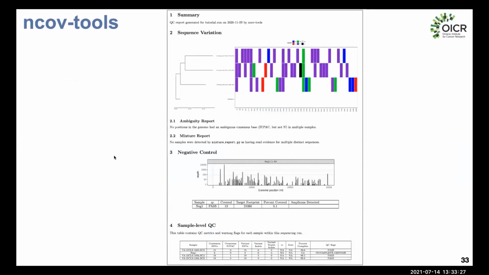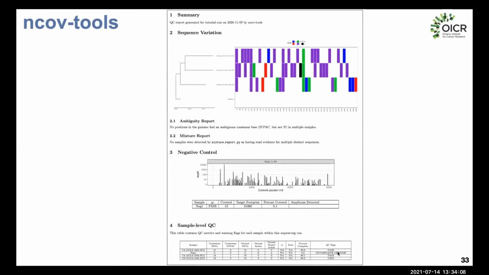Once it's finished running, you get a report, a single PDF report that looks like this. It will plot the variation present within your sequence samples, and perform the mixture checks and ambiguity checks. It will assess the coverage in your negative control and display whether each negative control passed or failed QC in this little table. If the negative control failed QC because of contaminating amplicons, they'll be listed here in this part of the table. And then in the final part of the report, it will list the per sample QC metrics and any QC flags that those individual samples failed.